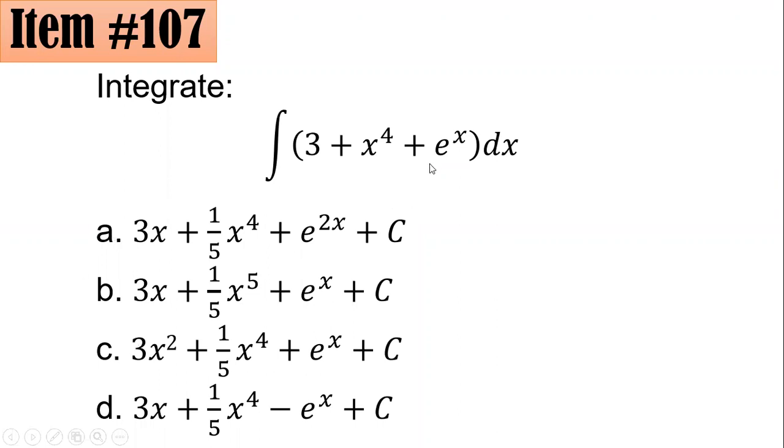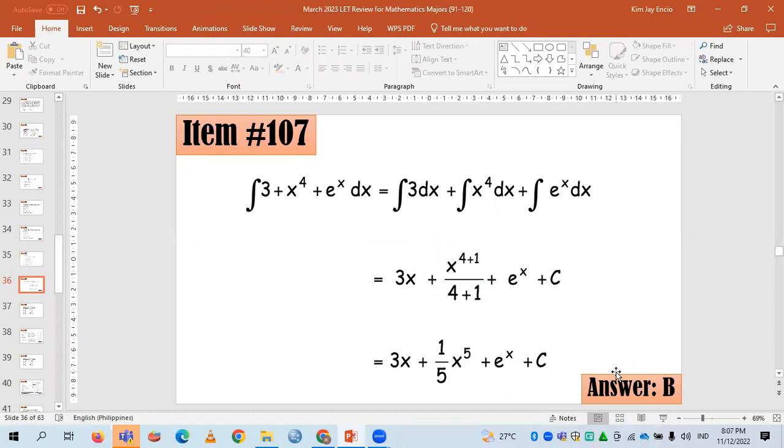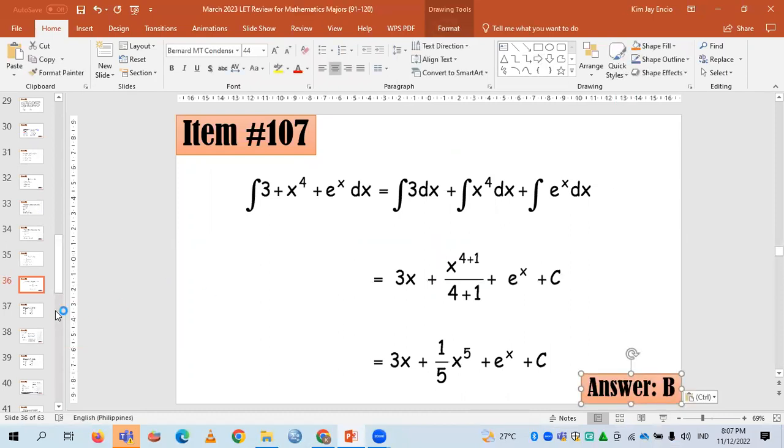And tandaan po natin ha, if you have e raised to x dx, yun po yung maganda sa e raised to x dx. Kasi yung e raised to x, yung antiderivative nito, at saka yung kanyang derivative, parehas lang. Itself po. That's why it's still e raised to x. Letter B po yung ating tamang sagot. Okay. So far, so good. 107, letter B po.